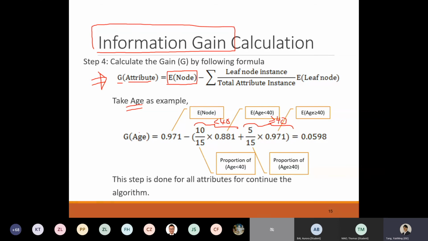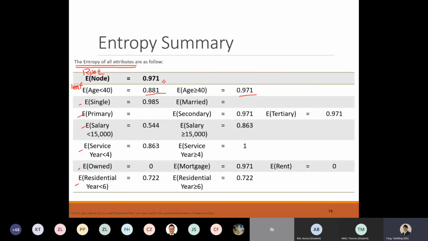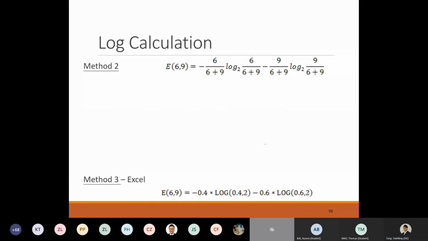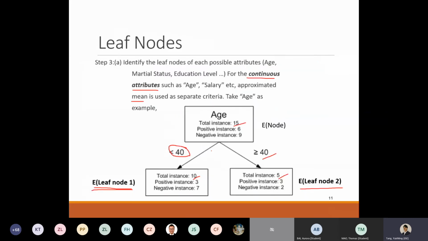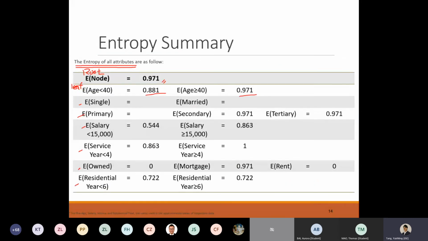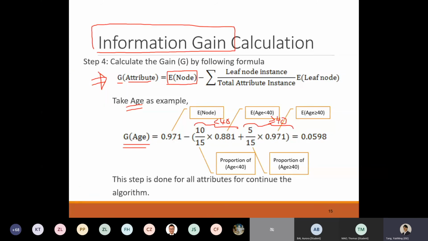Now we want to calculate the information gain for the age. First of all, we use the whole entropy, the entropy for the whole group. We start at the beginning. The entropy for the whole group is equal to 0.971, or you can refer to this table. So the information gain is 0.971, and then minus bracket.